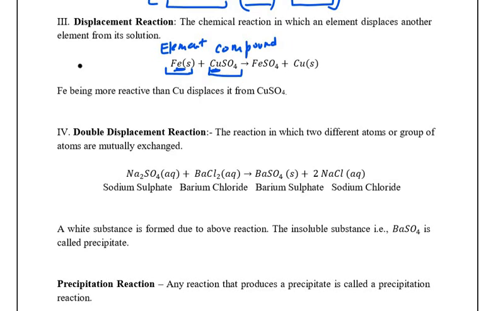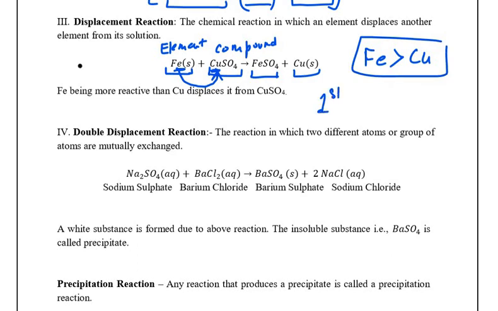Now this element, that is Fe, will replace copper. Why it will replace copper is because when they react together, Fe being more reactive than copper will displace this element and form ferrous sulfate and copper. The condition for displacement reaction is that the first element must be more reactive than the other element. If it is not more reactive, it won't displace the element. So you must remember the condition: the first element must be more reactive than the second element. For that you need to learn the reactivity series.